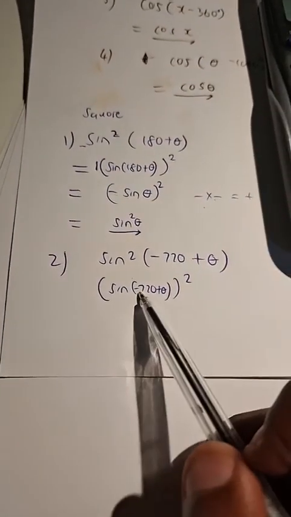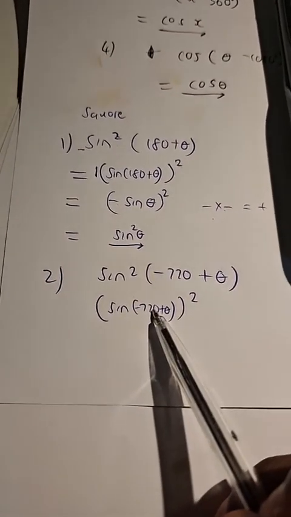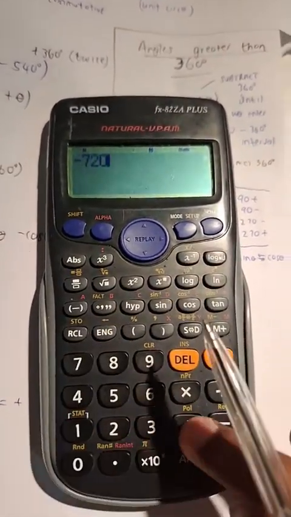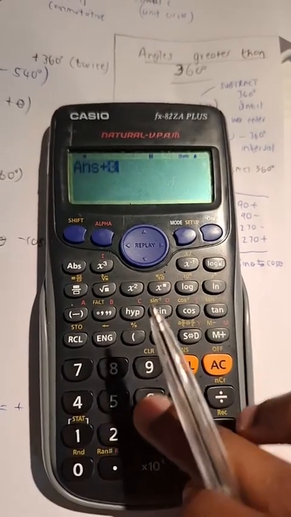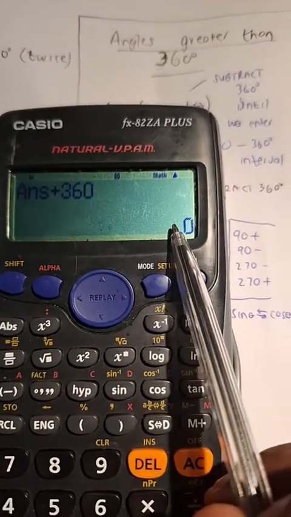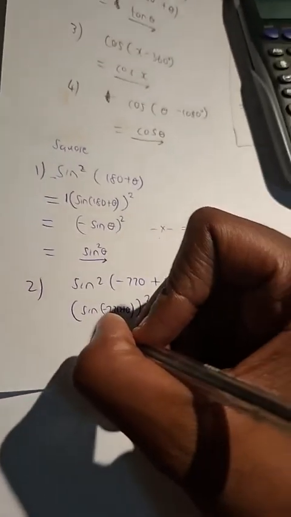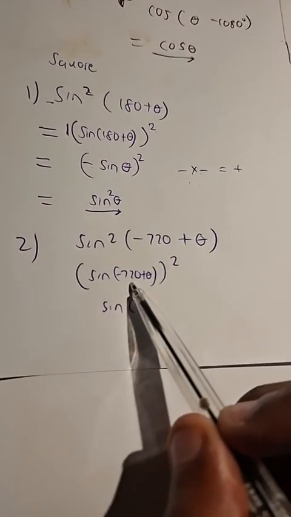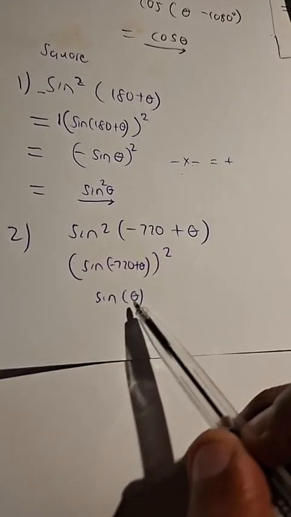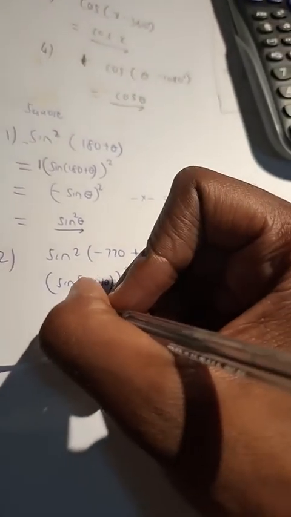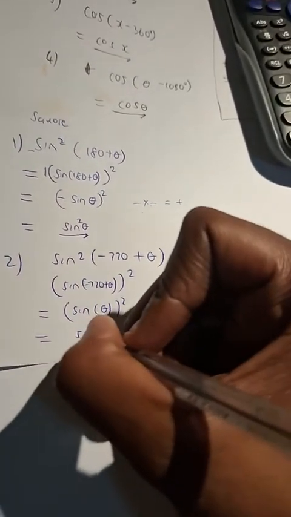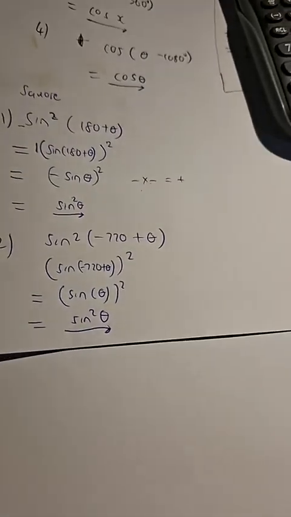And then let's look at the negative angle. We add 360, because this is a negative angle. We add 360 multiple times until we fall into the 0 to 360 interval. There we go, we get 0. So that means sine of theta, because when we add 360 the second time, we get 0 plus theta. So basically we have sine of theta. And then if we apply the square, we get sine squared of theta.